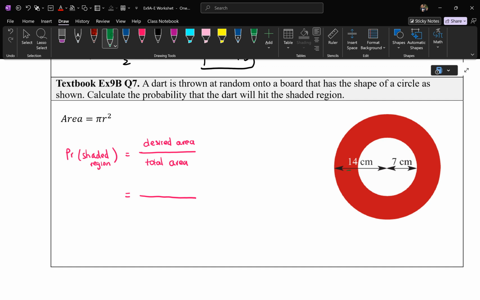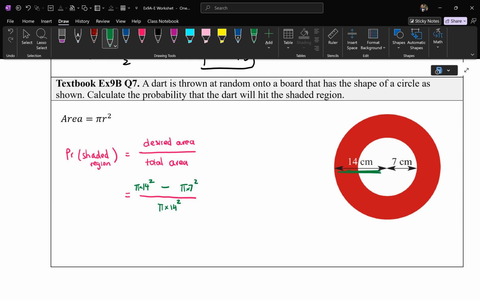So big circle has a radius of 14. So big circle is pi r squared. Okay, so pi times radius squared minus the area of the smaller circle, which has a radius of 7. Pi times 7 squared. Out of the total area, which is the entire region here, which is the big circle with radius 14. So pi times 14 squared.